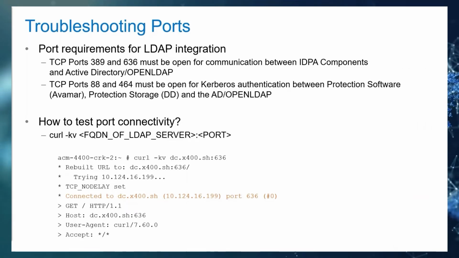How would you test port connectivity? You can do that via the curl command. We saw that in the demo. So you can issue curl -kv, the FQDN of the LDAP server, and the port number, right? Remember, 389 is for non-secure, 636 is for secure. And when you issue that, this is what you're looking for, right? Connected to dc.x400.sh on port 636.